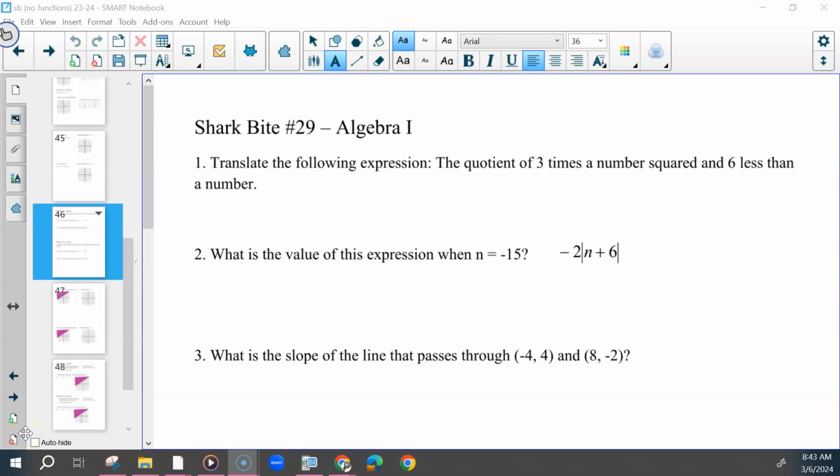What questions do we want to go over on the SharkBite? The ones I see the most of are 1, 2, and 4. There were some 3s in there, sorry.